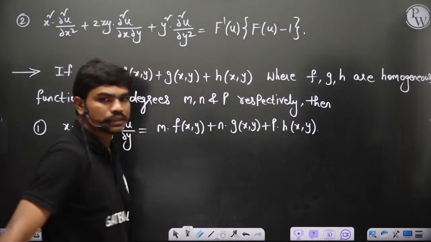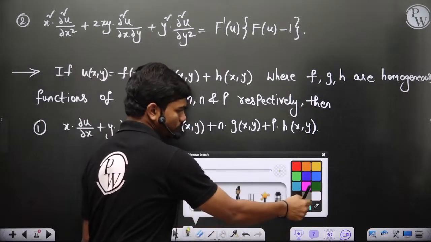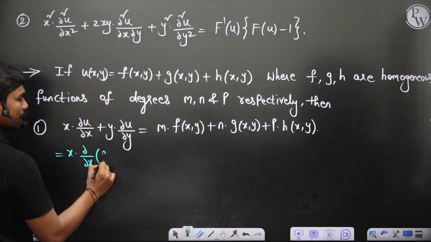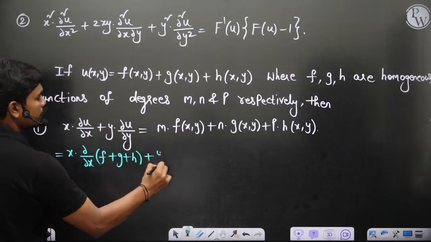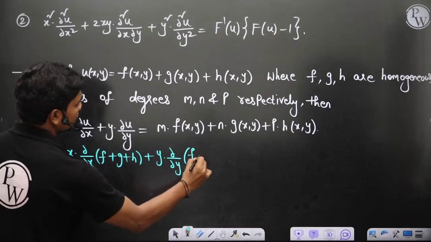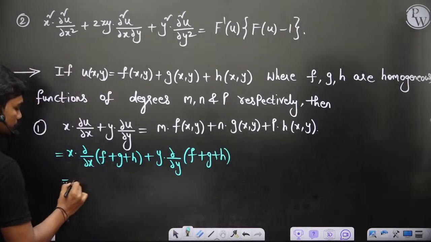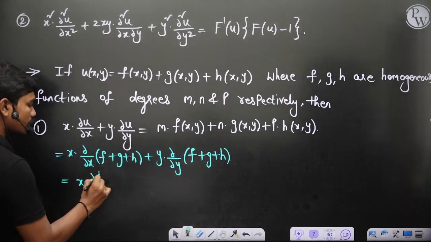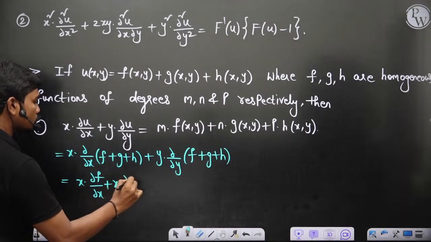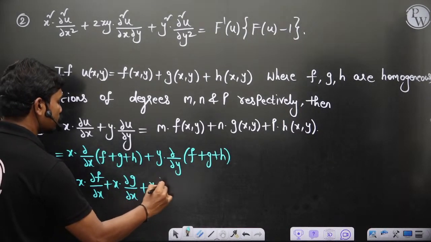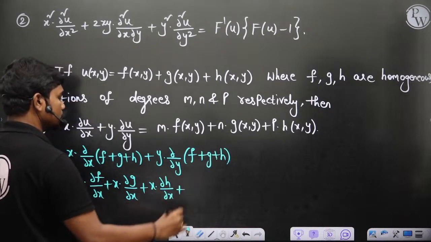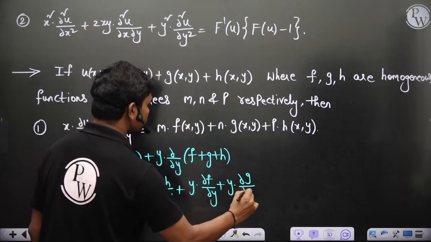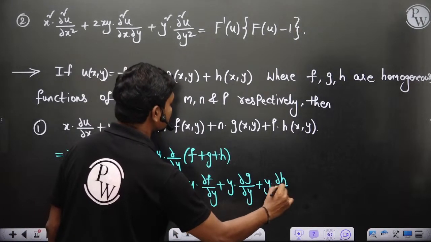This is again a very simple thing to show. How can we show this? This term is x into dou by dou x of u, where u is f plus g plus h, plus y into dou by dou y of f plus g plus h. If you simplify this, you can multiply x separately because you can split the differentiation at all plus signs. I can write this term as x into dou f by dou x plus x into dou g by dou x plus x into dou h by dou x. Then y into dou f by dou y plus y into dou g by dou y plus y into dou h by dou y.